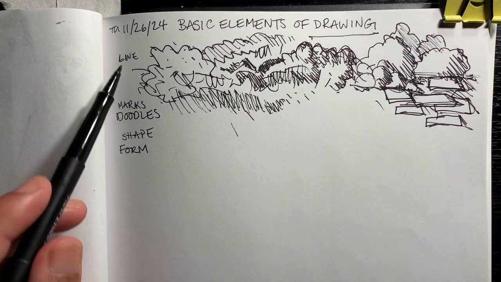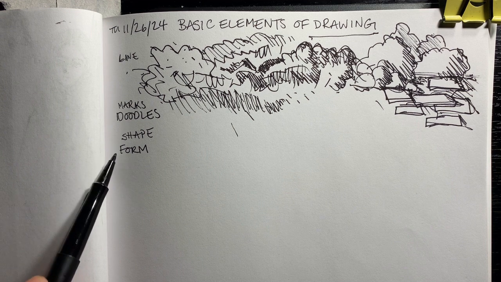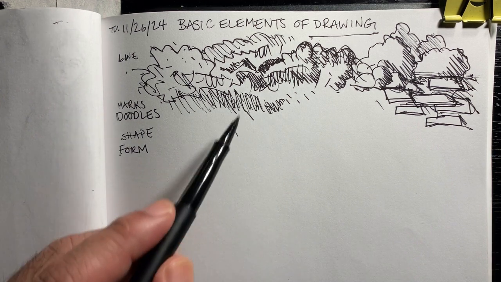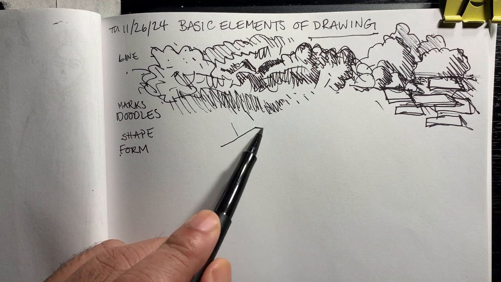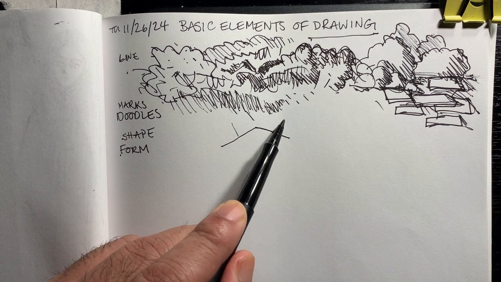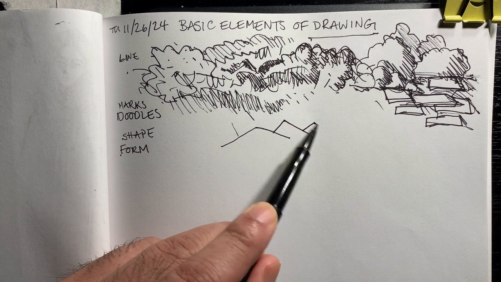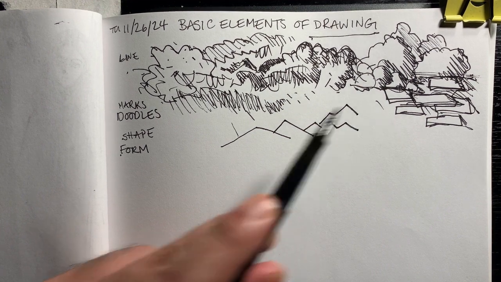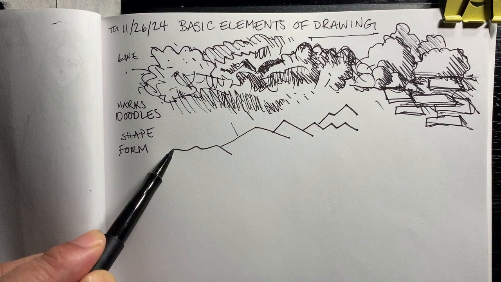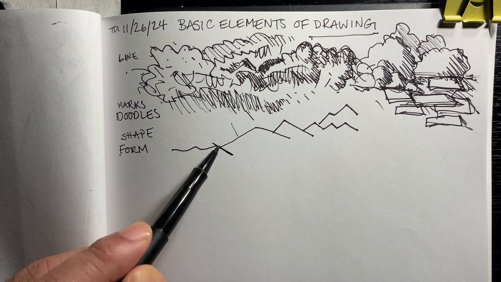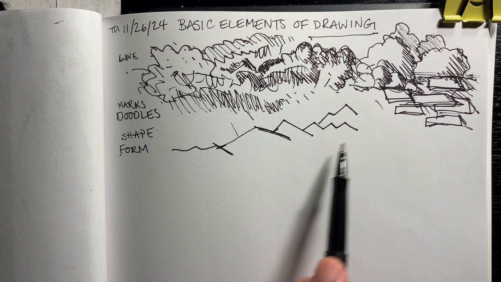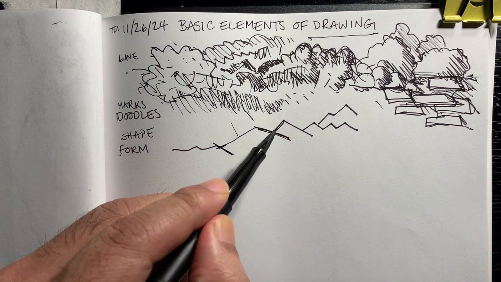So now that we looked at line, shape, form, let's see how they interact. So you can have lines that overlap. So these are still lines. That's not really a shape. That's a line.